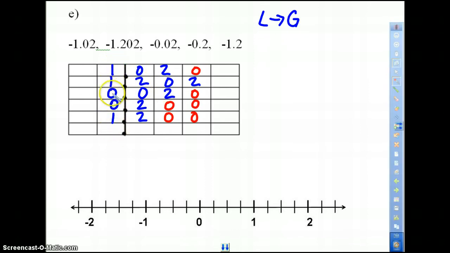So I know zeros are smaller than the ones. So I'm going to go over to the next column, and I know the 0 here is smaller than the 2. So I know that if they were positive, this would be the smallest. Okay? If they were positive, that would be the second smallest.